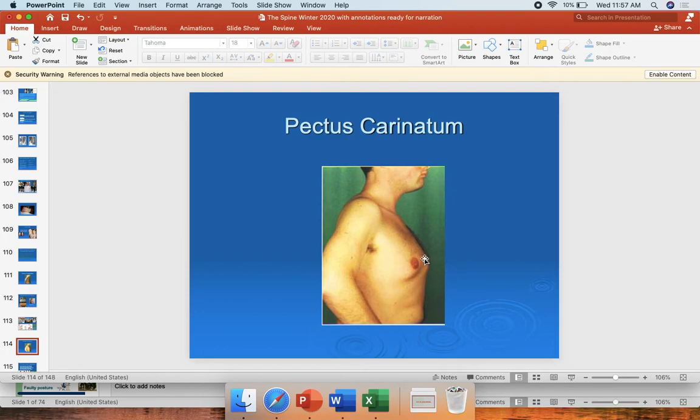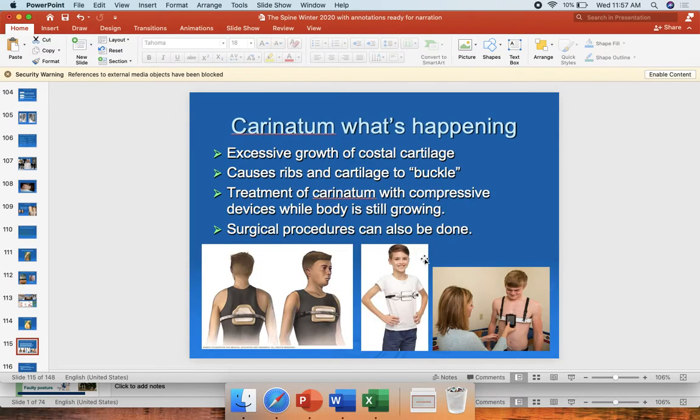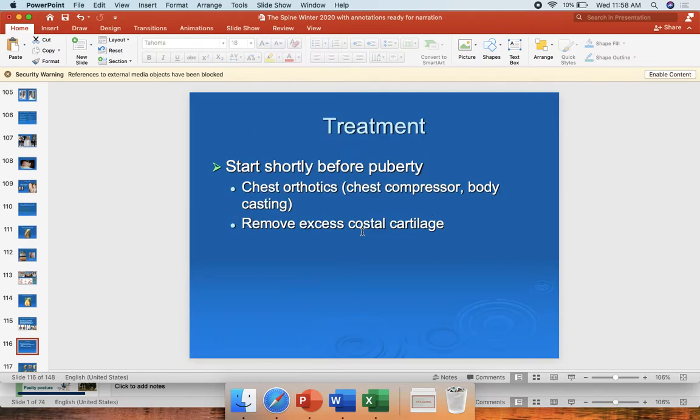So the carinatum is the exact opposite. Now we're talking about excessive growth, which is causing a buckling out. So treatment of this, especially in a growing individual, they can use some conservative options. So we saw that surgical, the negative pressure pump. This time they're going to use something that's going to help push that chest in. And then obviously they can go in and break apart that costal cartilage and cut some out and then hope for reformation going down. So on that costal cartilage, realize it's going to likely occur during the growing years.